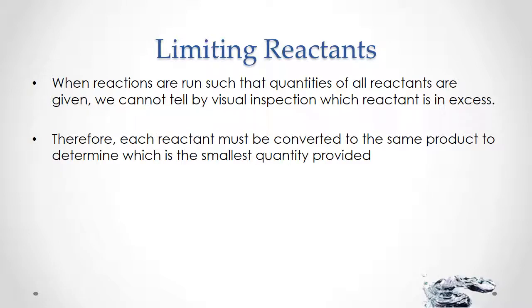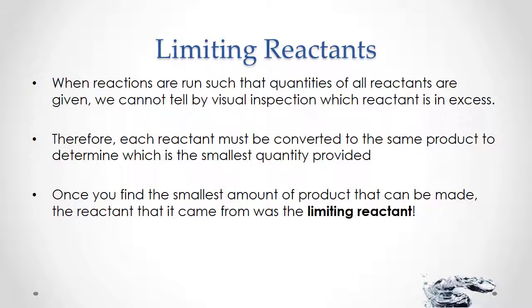What we have to do is convert each reactant to the same product to determine which is the smallest amount of the product that we can produce. Once we find the smallest amount of the product that we can produce, that's going to come from the limiting reactant, so that reactant will then be our limiting reactant.